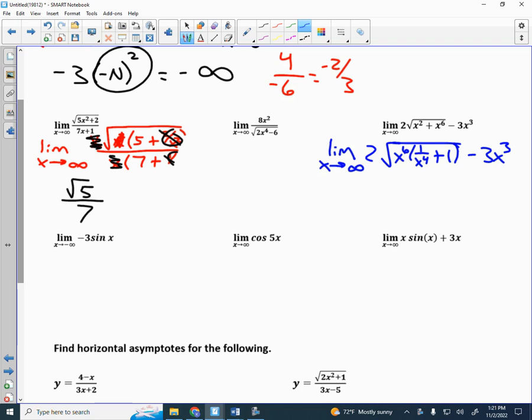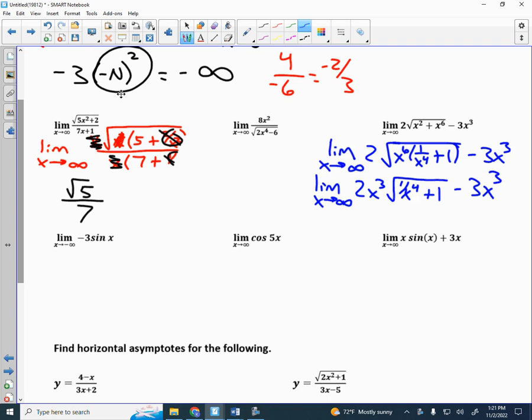That doesn't really look very good right now. Could I move this x to the 6th out front? And what does it become? Good. So limit as x goes to infinity of 2x cubed times the root of 1 over x to the 4th plus 1 minus 3x cubed.